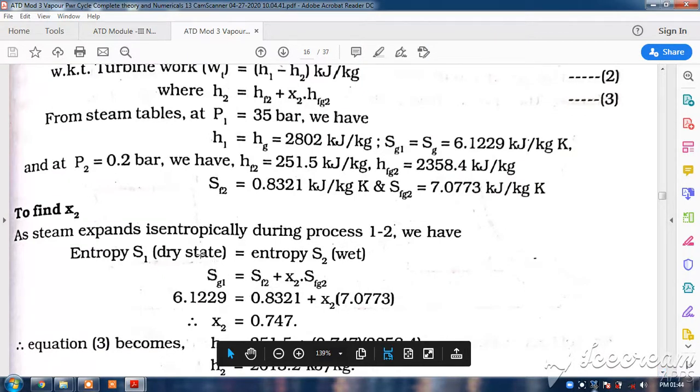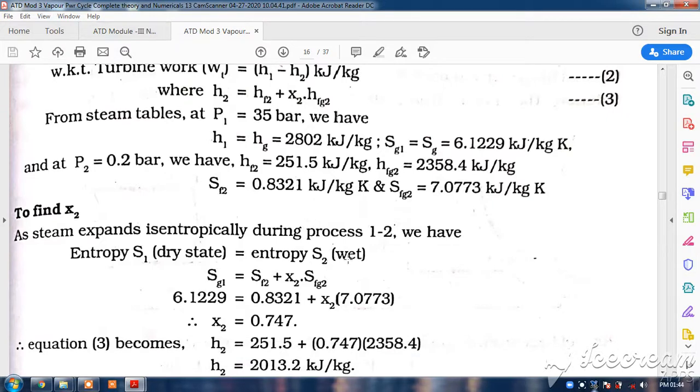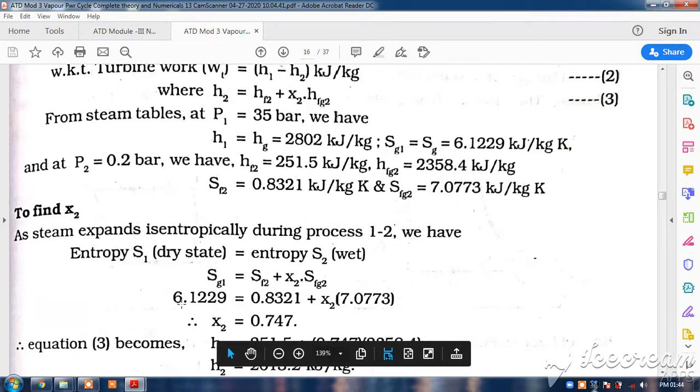S1 is equal to S2, entropy at dry state equals entropy at wet state. So for conditions 1 and 2, for 1 you are only taking SG1, for 2 you are taking SF2 plus X2 SFG2. So X2 you are going to calculate here. Substituting the values, you find out X2 is equal to 0.747, and after calculating this X2, you are coming to this equation, H2 is equal to HF2 plus X2 HFG2.